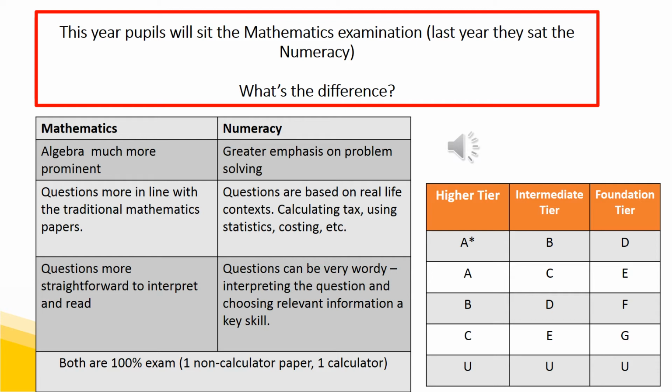When it comes to employers, colleges, sixth forms, either the maths or the Numeracy qualification counts. For those who are going on to do A-level maths, the mathematics qualification is far more in line with the A-level rather than the Numeracy.